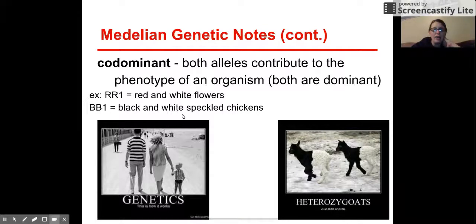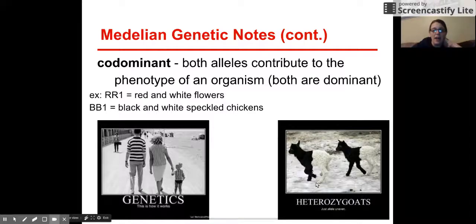Okay, I gave you guys a couple examples here. Okay, my first one shows dad has horizontal stripes, mom has vertical stripes, and kid shows examples of both. Okay, this one's always been a funny little example of kind of just a symbol of what codominance really is.